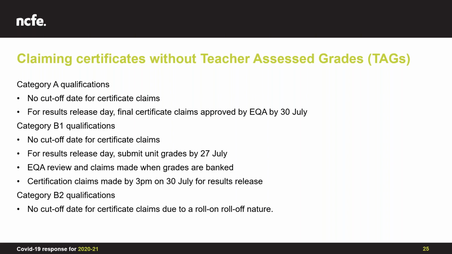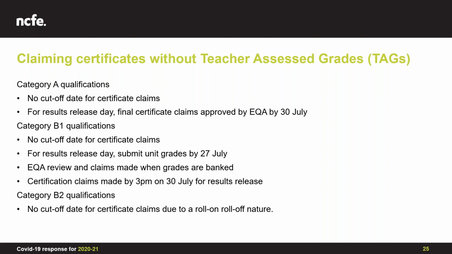Now, if your centre has completed qualifications in the normal way without any tags, then you'll still need to make certificate claims, and for category A qualifications, there is no cut-off date for making claims. However, any centres wishing to receive results and certificates on or around results release days must have final certificate claims approved by their EQA on or before the 30th of July. If DCS is held for the qualification, then final claims need to be submitted by 3 p.m. on the 30th of July.